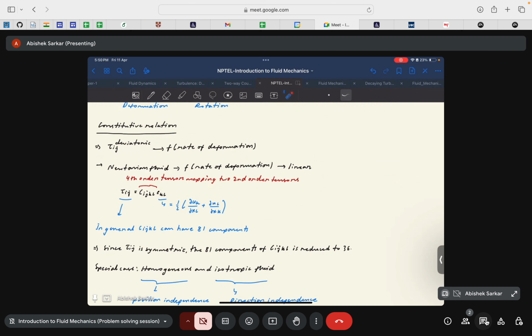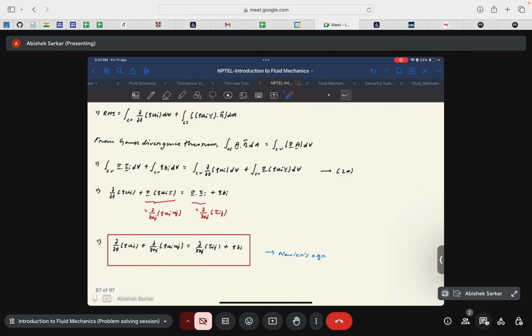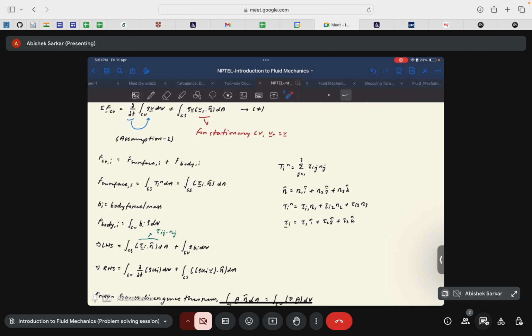So we will have tau ij is equal to Cijkl EKL. Now this term may seem quite cumbersome and you may think, sir, why are you writing this? But if you recall what we discussed in the very first class, or let me just go back. You saw that this traction vector is a vector and the normal vector is again a vector, but they are related to each other using a second order tensor.